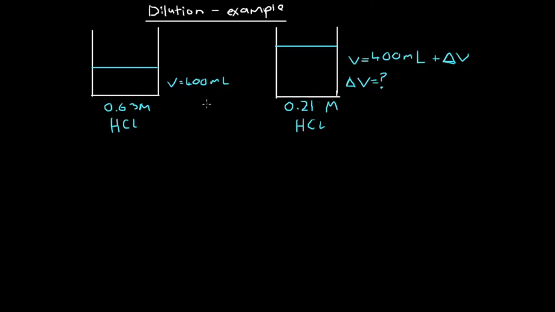So starting with 400 mL, we're adding some water. The volume of the water we're adding is called change in V. We'll call that delta V, and we want to find delta V. That's what we want to do here.